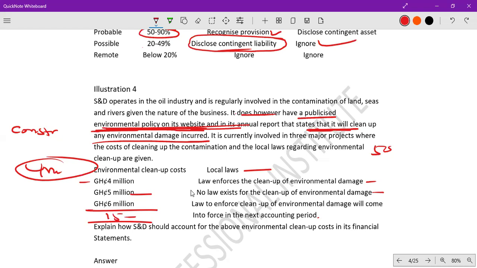There is no constructive obligation on the entity. It only goes by the law. If the law says do this, he does. If he says don't do it, he doesn't do it. So assuming there is no constructive obligation on S&D here, the only provision to be recognized should be what? 4 million. All right, so let's move to the next one.